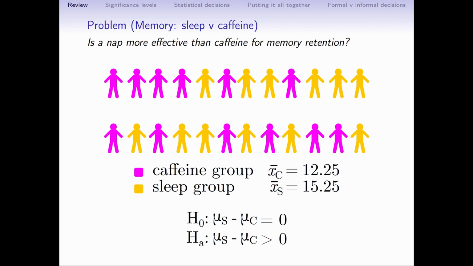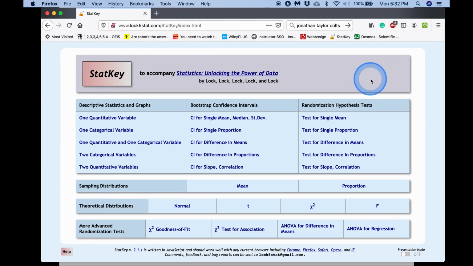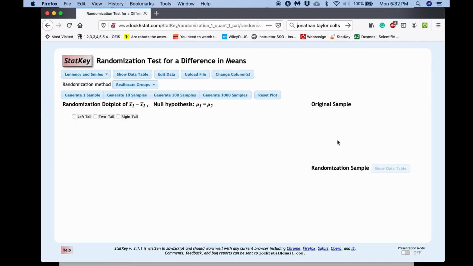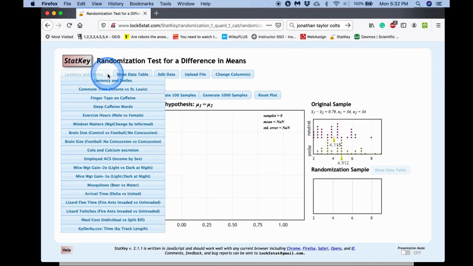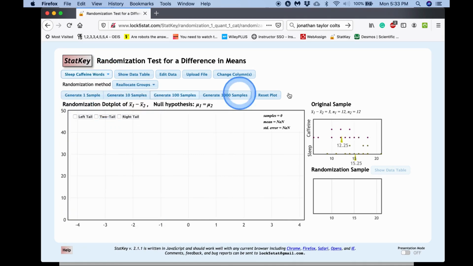So let's go to StatKey and take a look at the p-value of this observation. We're going to be working in the randomization hypothesis tests panel, and in this case we're doing a test for difference in means. And we want to make sure that we load the file sleep caffeine words. Now before we calculate the p-value, let's take a look at the original sample. Now remember, we had a group of 24 volunteers that was split into 2 groups, a sleep group and a caffeine group, and StatKey is labeling the sleep group with the subscripts 1 and the caffeine group with the subscripts 2.